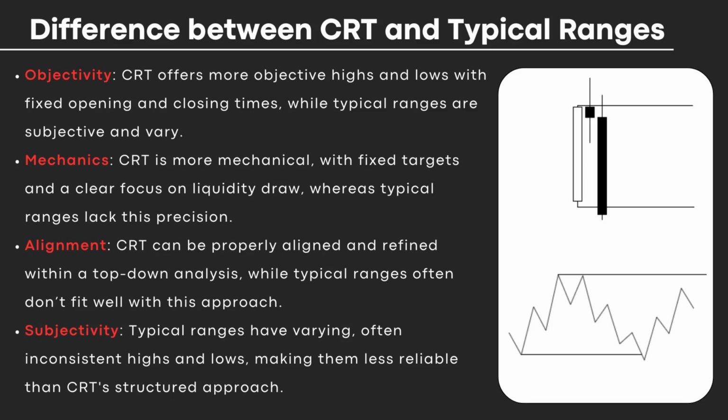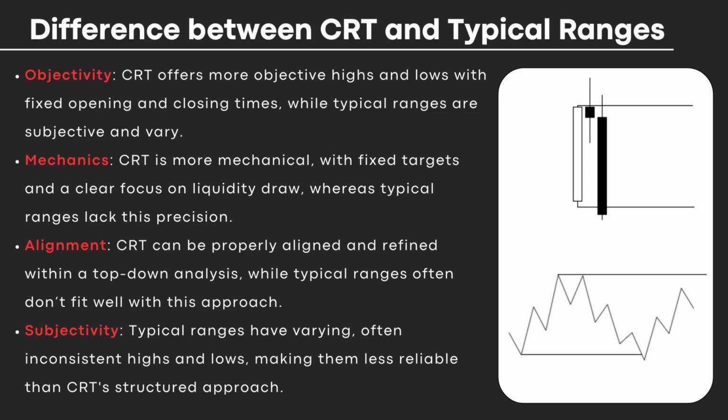That's why they can objectively be aligned within a top-down analysis approach, whereas on the other side, you cannot align typical ranges with each other between different time frames because they've got variable aspects to it. That's why they don't fit into this approach well. The last point, which is almost similar to the first point, is subjectivity. I already discussed this before: typical ranges are subjective, whereas candle ranges are more objective, mechanical, feasible, and refined because they've got structured and objective highs and lows, and they can be properly aligned within a logical framework.